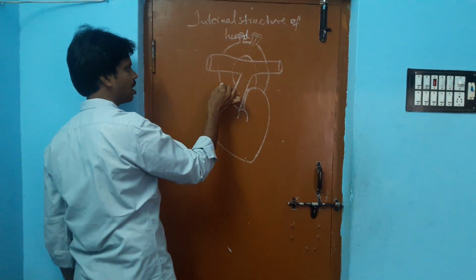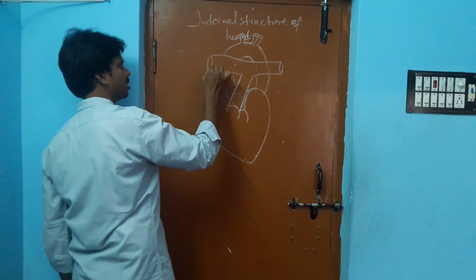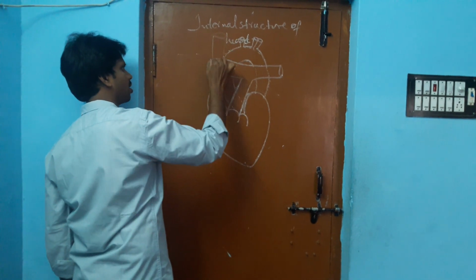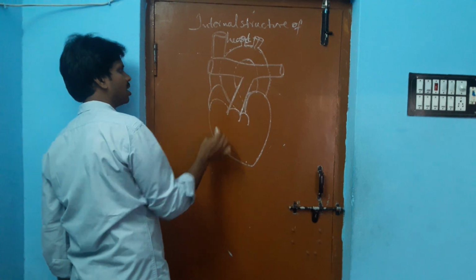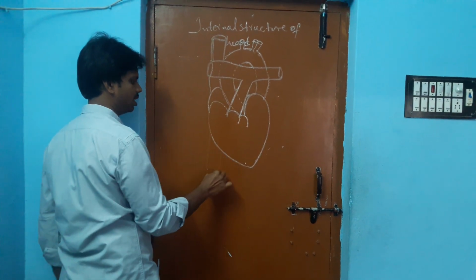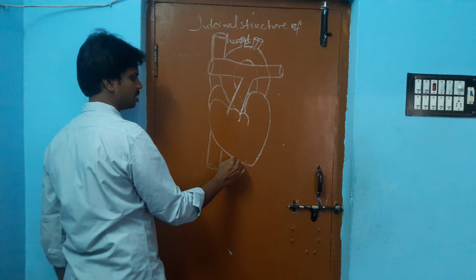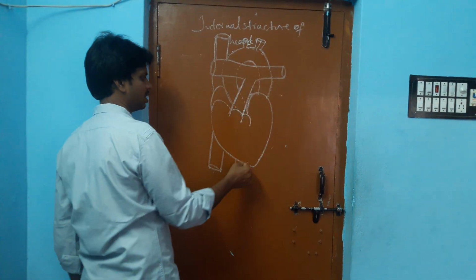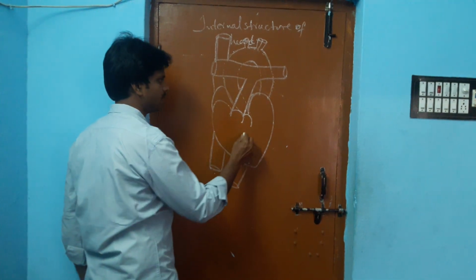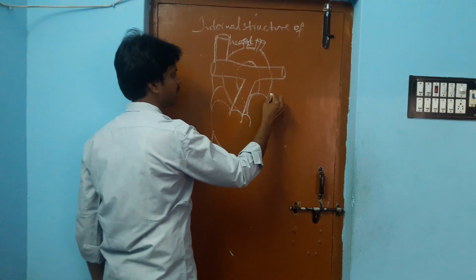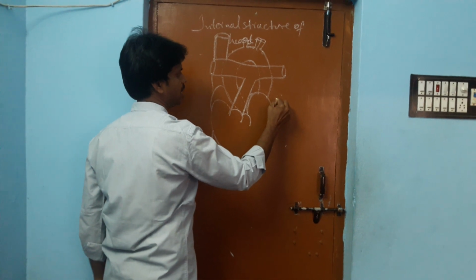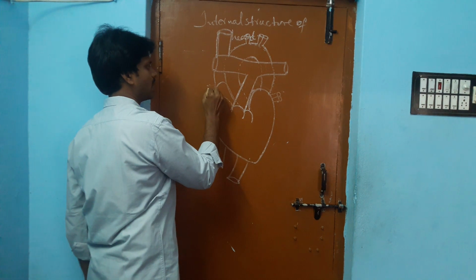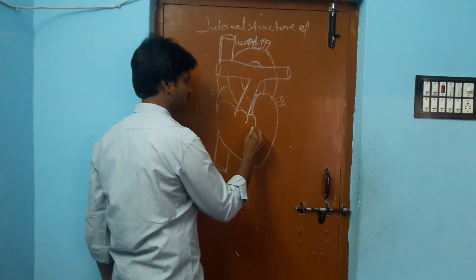Yes. Now I am drawing the superior vena cava, and this is inferior vena cava. Now this is the systemic aorta that extends from the left ventricle to the outside. Now I am drawing the pulmonary veins. 4 pulmonary veins are attached to the heart.